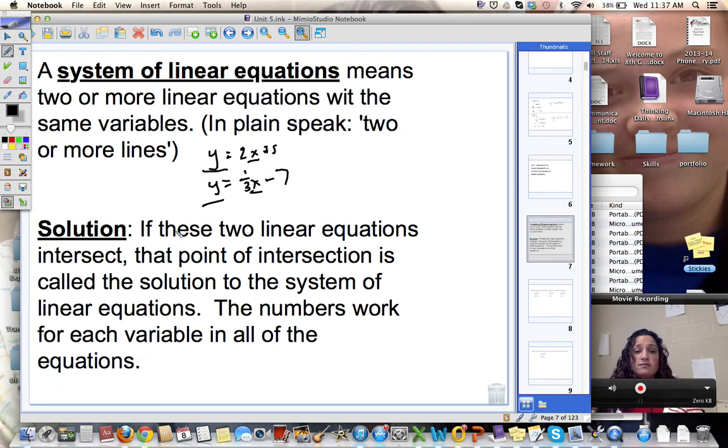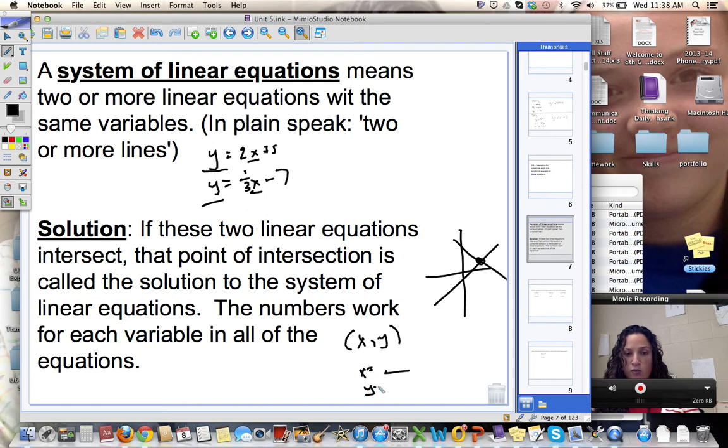A solution, if you're thinking about it on a graph, is where the two lines intersect. Here's one line, here's the other, and there's their intersection. That point would be the solution. It could be a coordinate point, x comma y, which just says x equals some number and y equals some number. Both of those numbers should work when you plug them back into both equations, giving a true statement each time. If it works for one and not the other, it is not a solution.